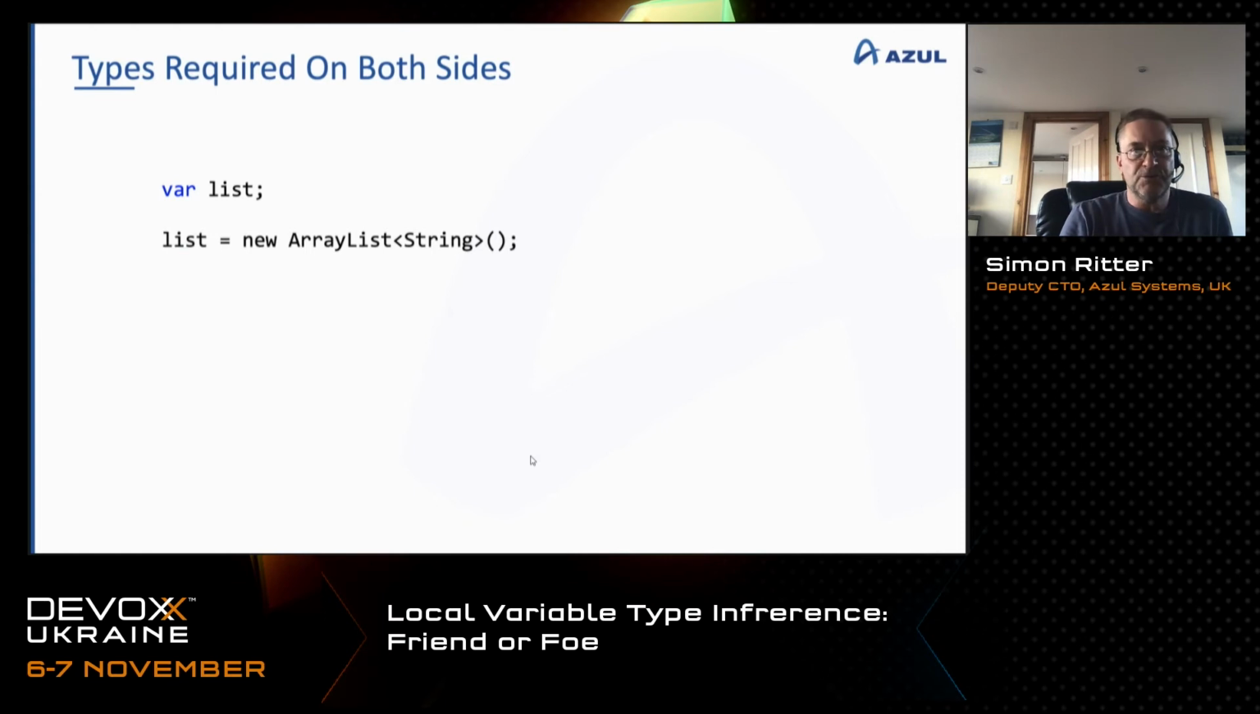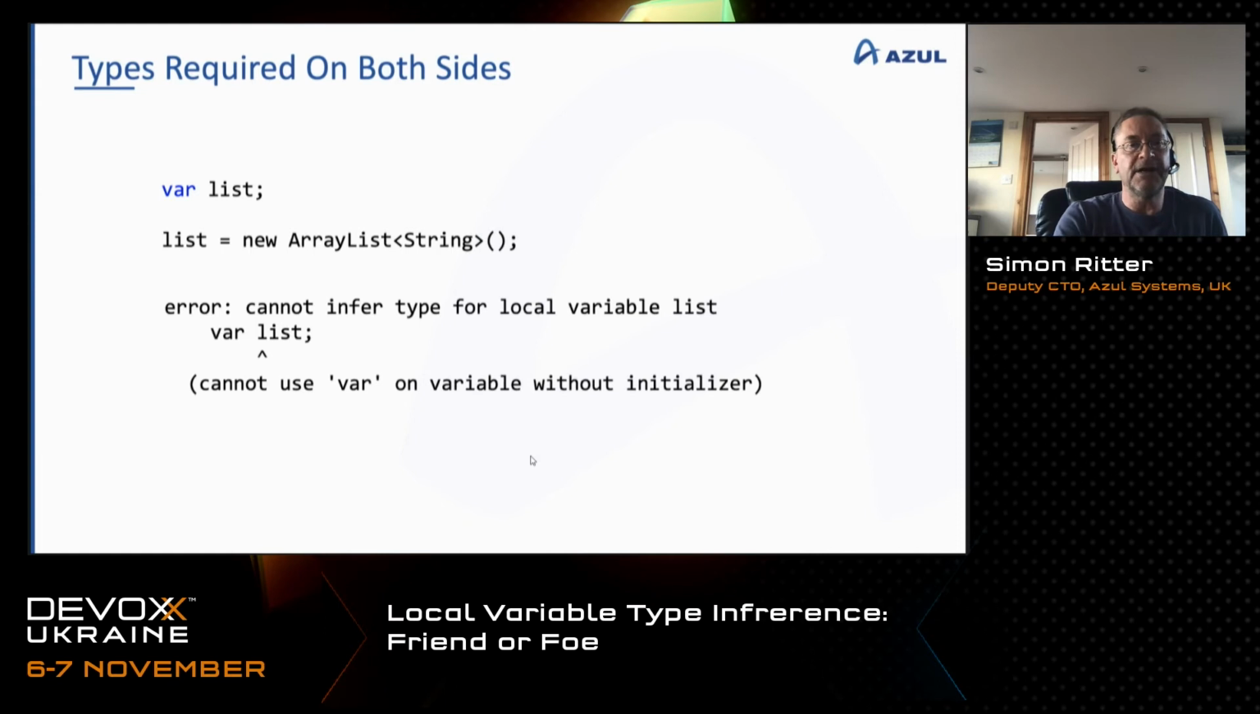Similarly, you need types on both sides, meaning that you can't do this. You can't say var list without assigning something to it. And then even on the next line, you couldn't say list equals new ArrayList of type String. Although the compiler could look at that code and say, well, yes, okay, you've defined list and then you've assigned it to an ArrayList of type String. Technically, you would think that would work. But no, the compiler will reject that and it will say cannot use var on variable without initializer. So one of the hard and fast rules is you must initialize a variable if you're using var every time.